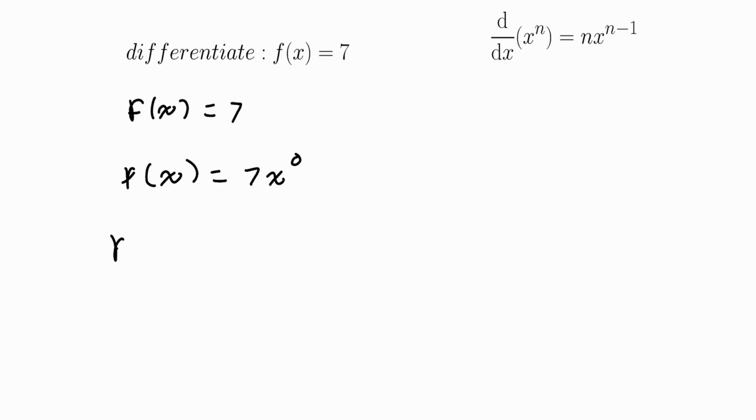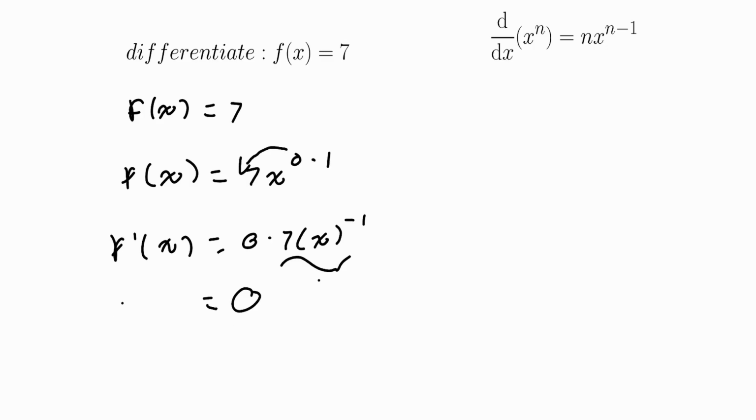So if we were to take the derivative, okay, using our rule, we would bring down the 0 and then minus 1. That's what we would do. So it would be 0 times 7 times x to the negative 1. And we don't really have to worry about any of this because we have 0 times whatever, and it's simply just equal to 0. And you can also just see this makes sense.